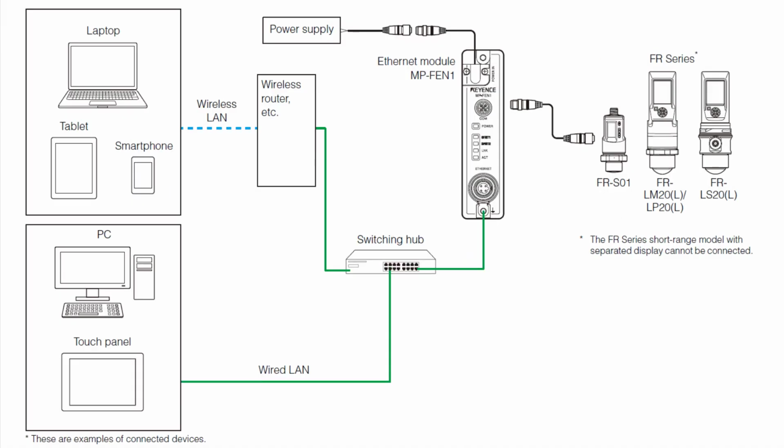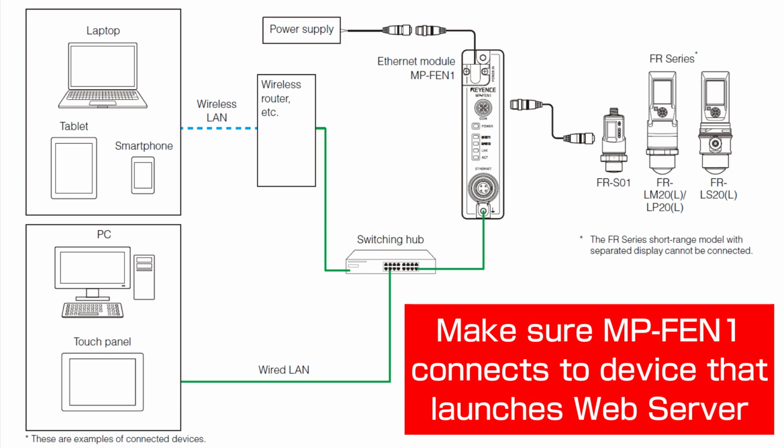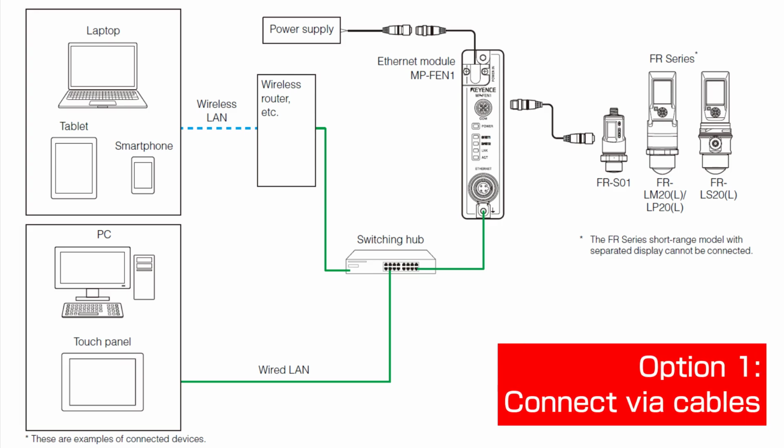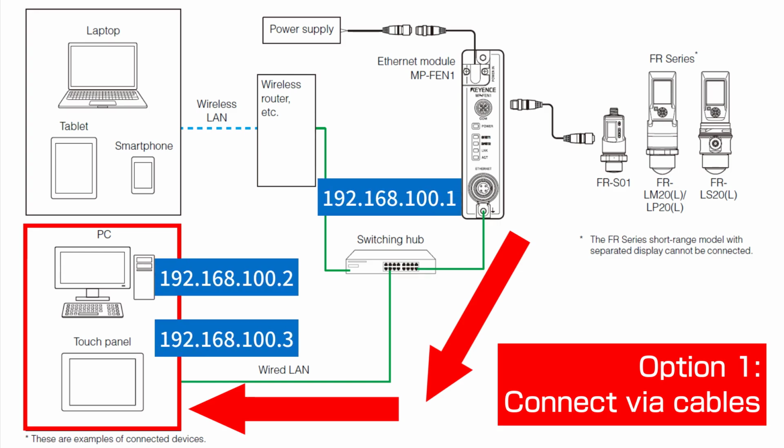Before we can launch the web server on a device, such as a laptop computer, we need to make sure the MP-FEN1 is connected on the same local area network as that laptop. There are two ways we can go about doing this. The first is to connect the MP-FEN1 via Ethernet cable to a device like a computer or a touch panel, and then make sure the IP addresses on all of the connected devices, including the MP-FEN1, are on the same subnetwork. Typically, devices are on the same subnetwork if the first three numbers of each device's IP address match the first three numbers of all the other devices' IP address. If the connected devices are on the same subnetwork as the MP-FEN1, all of those devices will be able to access the web server function.